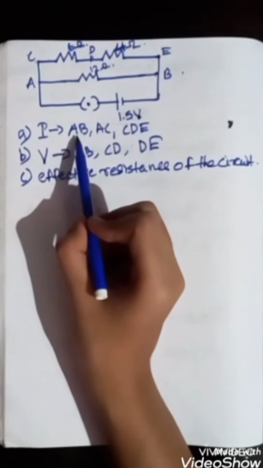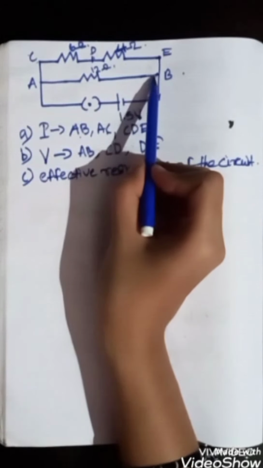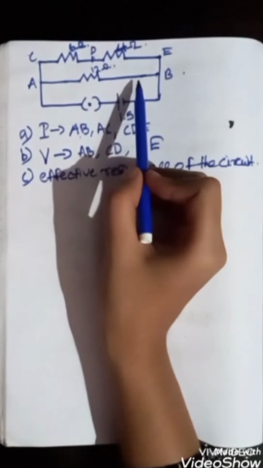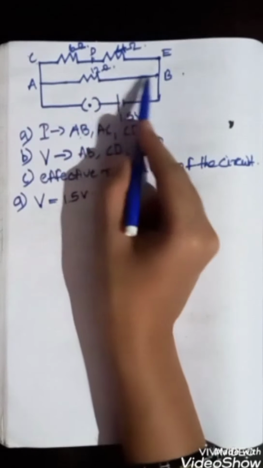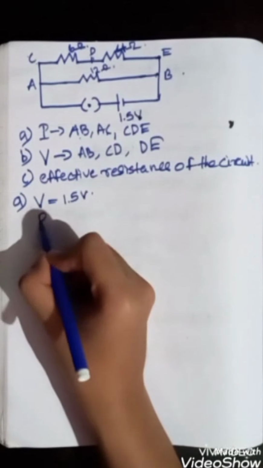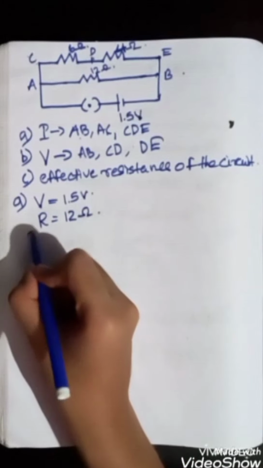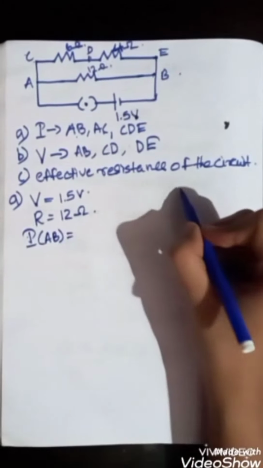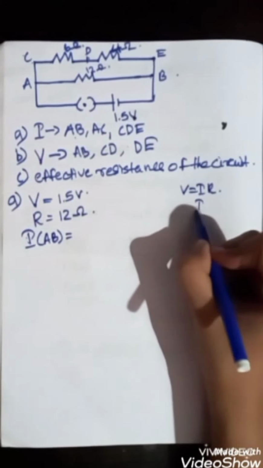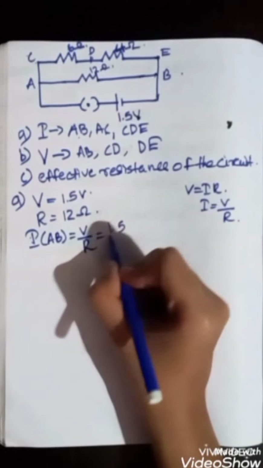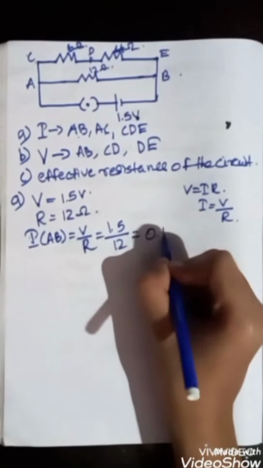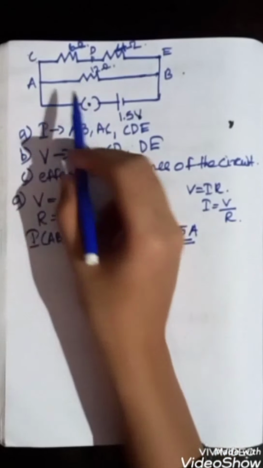Okay, the first question is, we have to find the current flowing through AB, AC and CDE. From AB, the voltage is constant here, that is V is equal to 1.5 volt, and in AB there is only one resistor, that is R is equal to 12 ohm, and the current I in AB is, we know V is equal to I into R, therefore I is equal to V by R, that is 1.5 by 12, that is equal to 0.125 ampere. This is the current passing through AB.